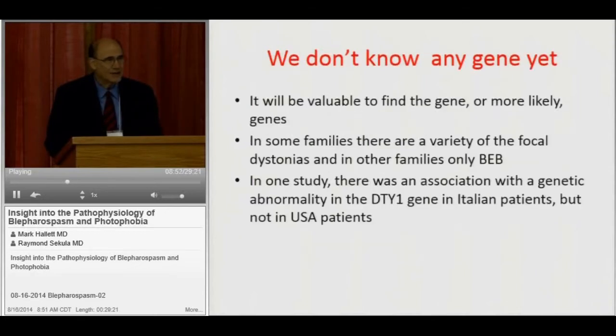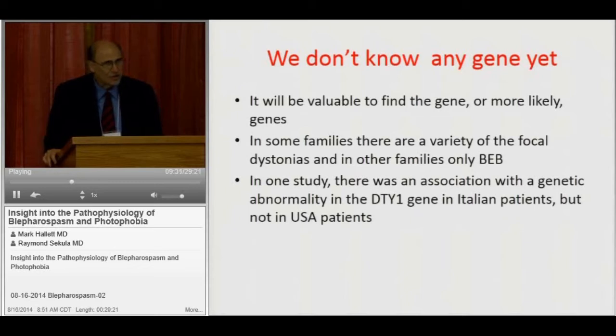Now, what do we know about the genes in relation to blepharospasm? We don't really know very much at the present time. It'll be valuable to find them, but we don't really know. We do know in some families there are a variety of focal dystonias, and in other families, a number of patients all have blepharospasm. So there are probably at least two different types of genetic influence, one that seems to cause relatively pure blepharospasm, another type of gene that just predisposes to different types of focal dystonias in general.